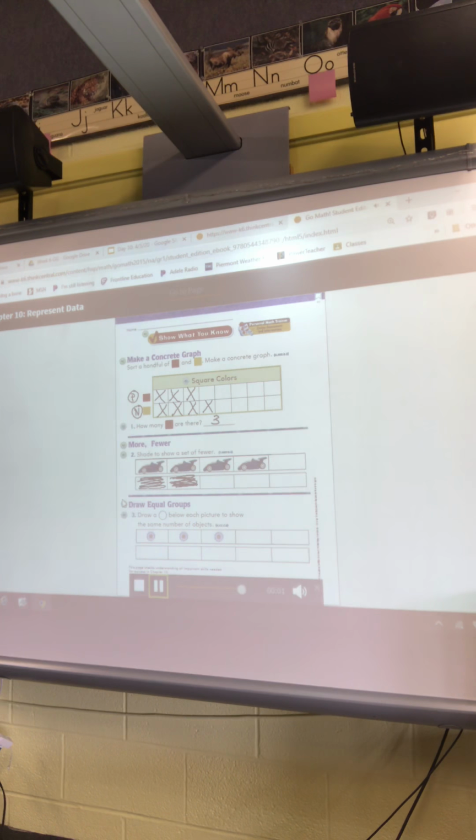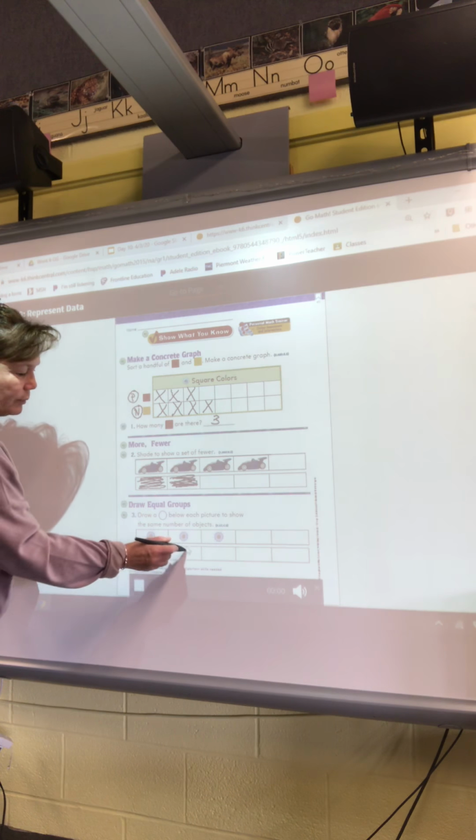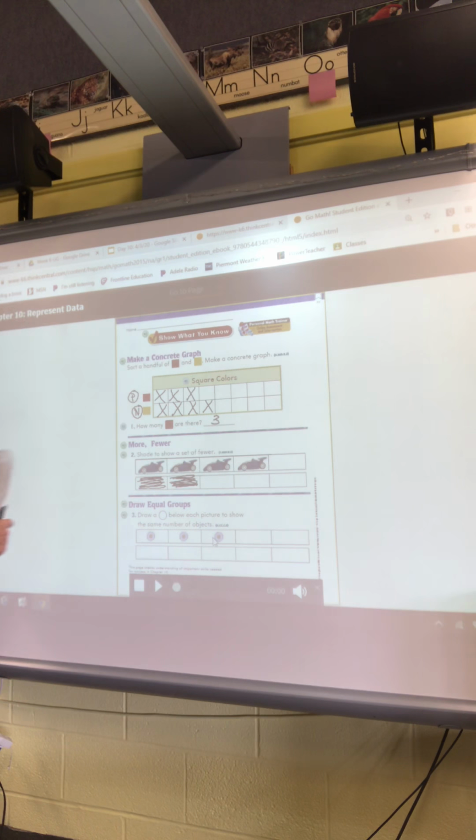Draw equal groups. 3. Draw a circle below each picture to show the same number of objects. So if you have 3 of these, how many circles would you draw to make it equal? What equals 3? 3. Just draw in your 3. That's all you have to do.